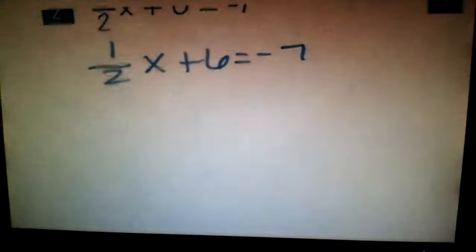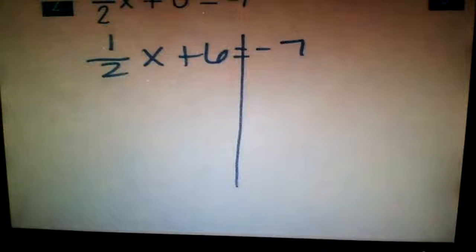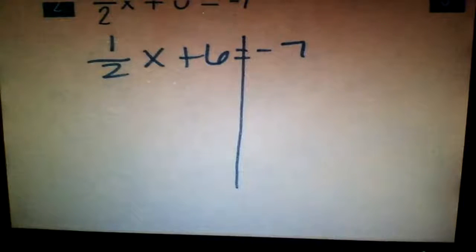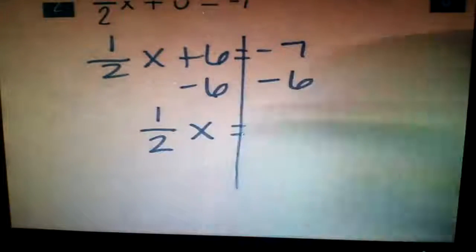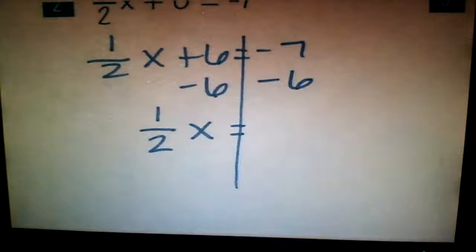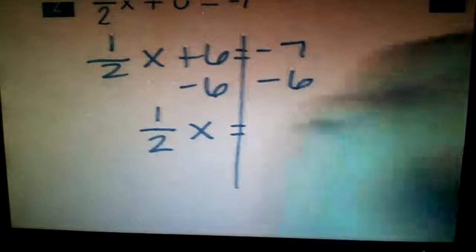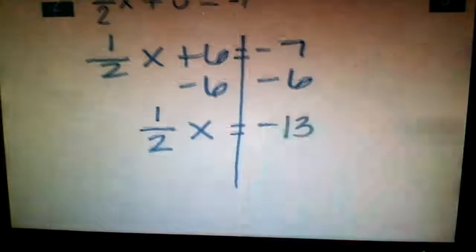Okay, number 2. Good. Rashawn said -6, -6. So we're left with 1/2 x equals what's -7 and -6? -13.